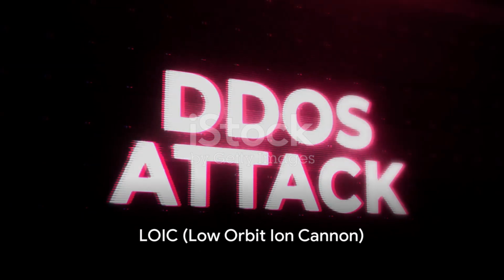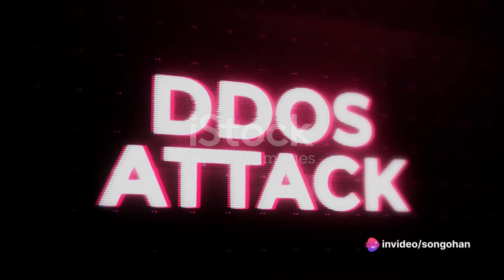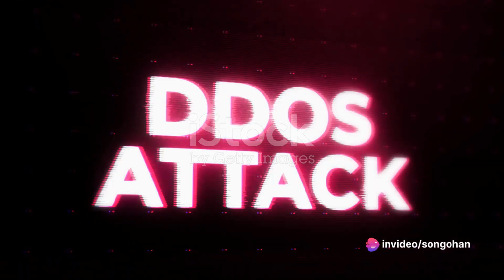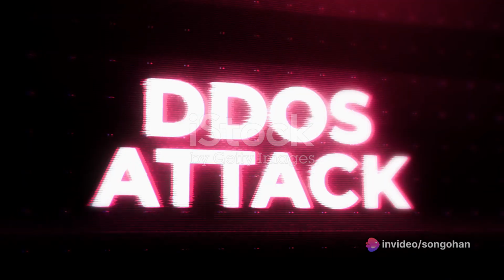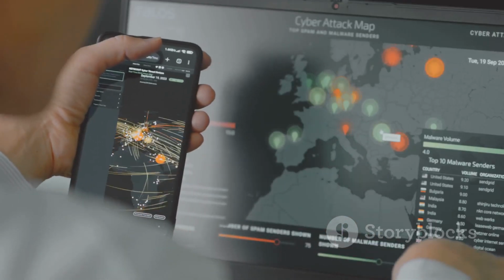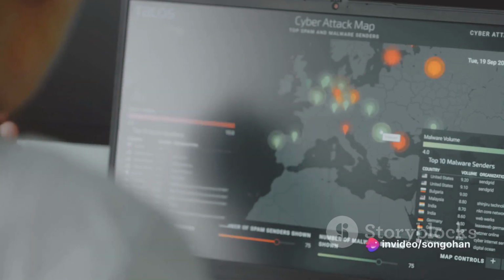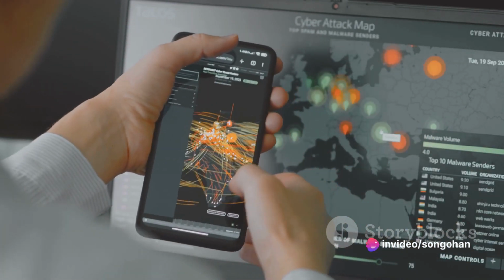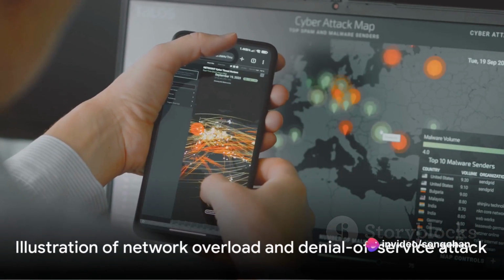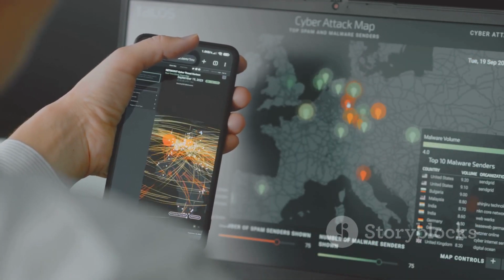First off, we have LOIC, or Low Orbit Ion Cannon, a popular tool among hackers. Named after a weapon from the video game series Command & Conquer, LOIC was initially developed by Praetox Technologies as a stress testing application. However, it quickly found a new purpose in the hands of cybercriminals. Its primary function: to overload a network by flooding it with traffic, effectively causing a denial of service.